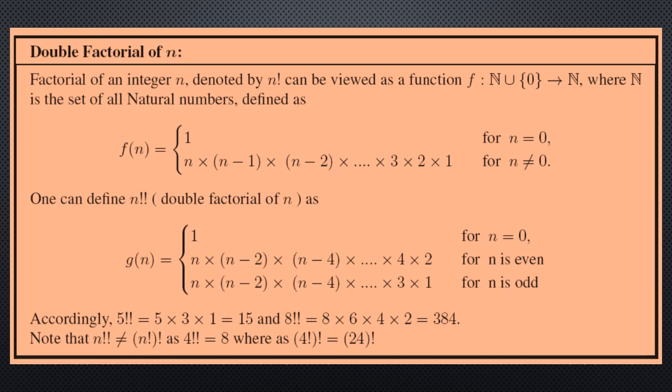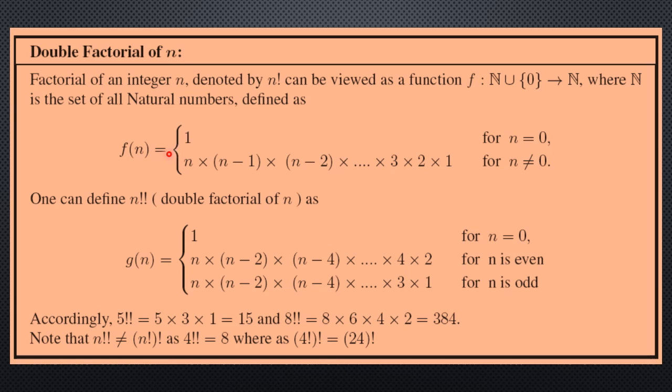Next, double factorial of n. It is one of the extra topics, so note the information here. Factorial of an integer n, denoted by n factorial, can be viewed as a function f from N union singleton 0 to N. So here we can consider 0 factorial, 1 factorial, 2 factorial up to any whole number. It is like natural numbers union singleton 0, that is whole numbers, and the answer will always be natural.